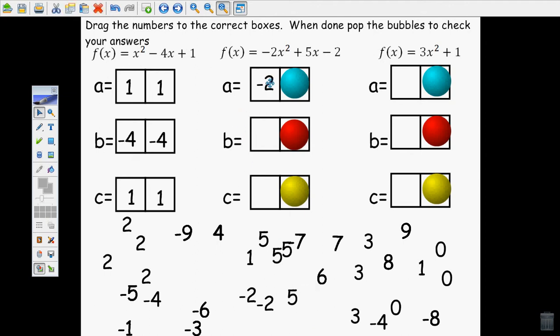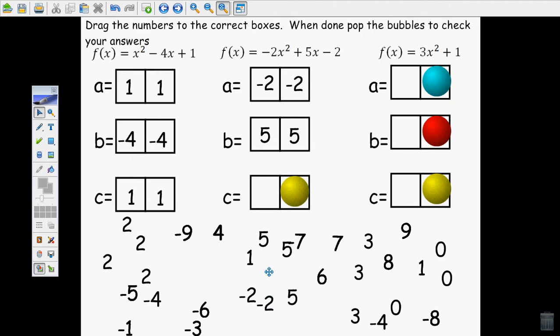And if I was in person with you, I'd let you pop the bubble, but you're just going to have to enjoy the popping noise. Well, that one didn't make a popping noise. My apologies. All right, for b, we go to the x term, and we see that there's a 5 in front of x, and it's a positive 5. So we're just going to bring up one of these 5s here. And then we'll pop the bubble, and sure enough, it's 5. And then -2 would be your c.